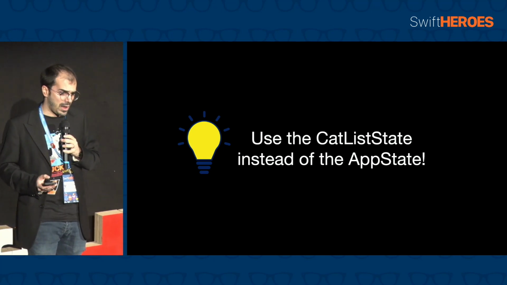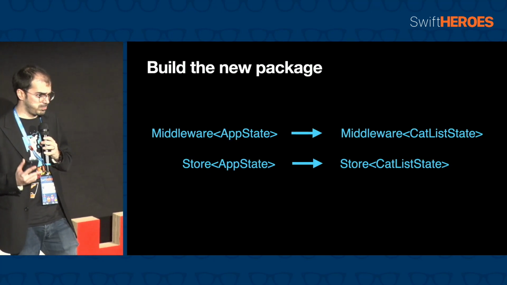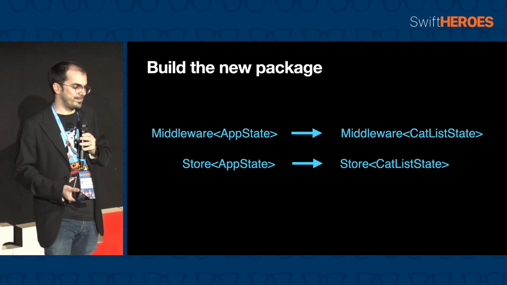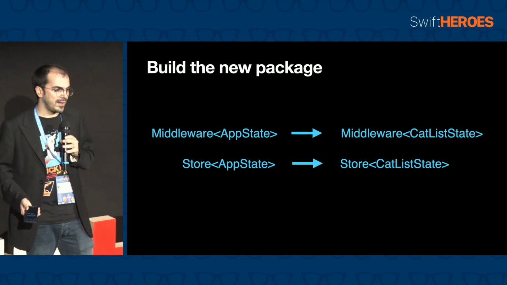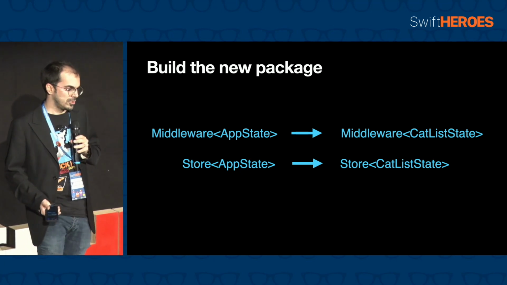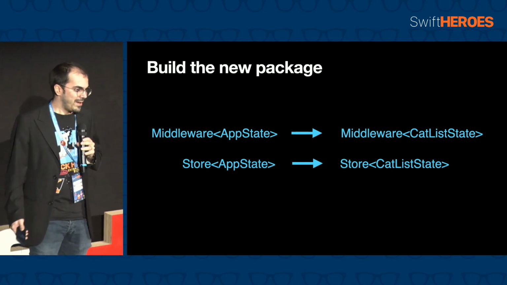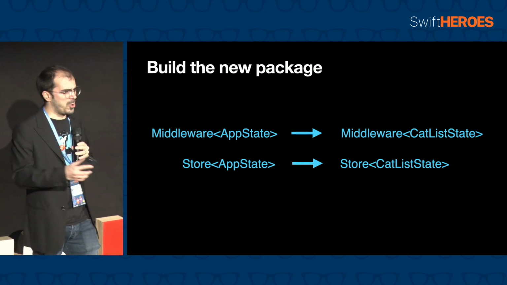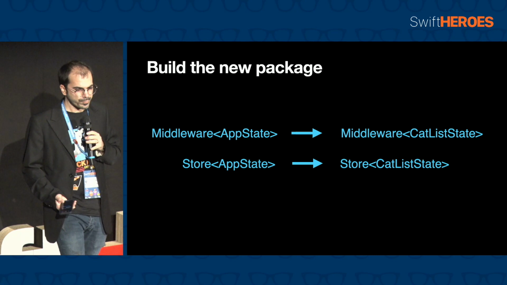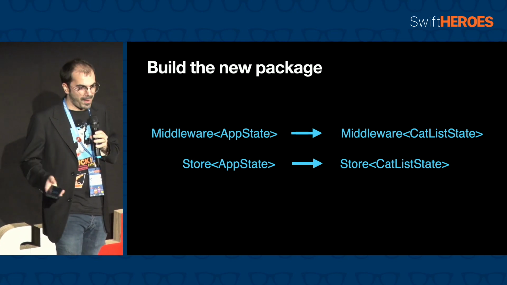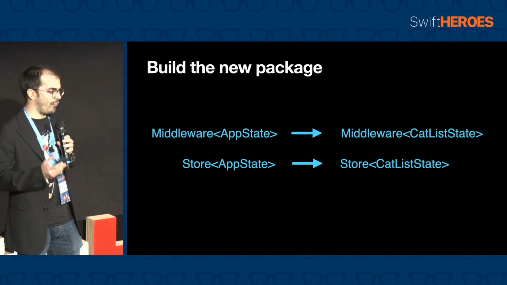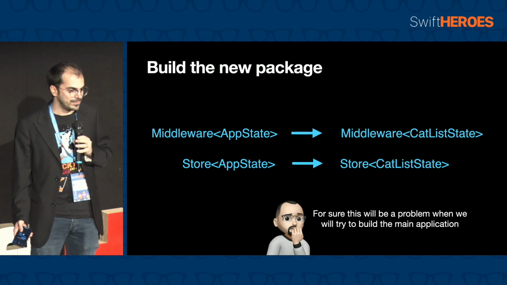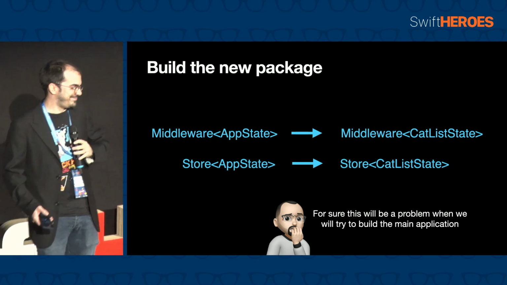In particular, I found 2 important points where we use the AppState. The first one is the middleware, of course, because it's a middleware of AppState. And the other one is the store, that it's one point, but it's passed along all the files inside the package. So we provided the substitution, and of course, we will have some problems when we try to build the main application. Thank you, little friend.